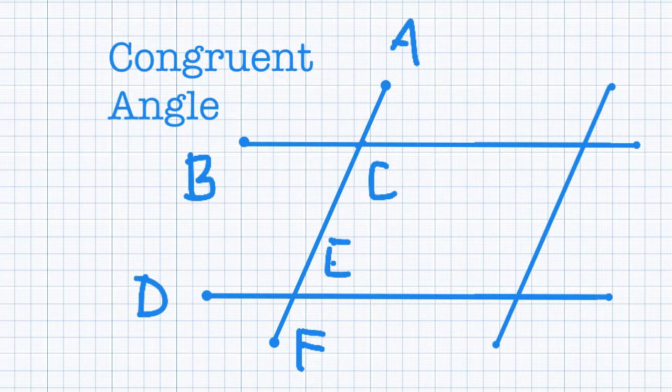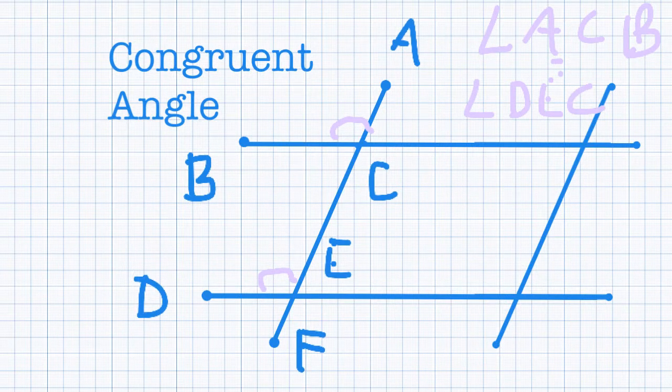Here we can see that there are two sets of parallel lines. So let's compare angle A, C, and B. So that would be this angle. So the congruent angle of angle ACB would be angle DEC. Not much room, but angle DEC. As you can see, since they're parallel lines, they're the exact same angle, and that makes them congruent angles.